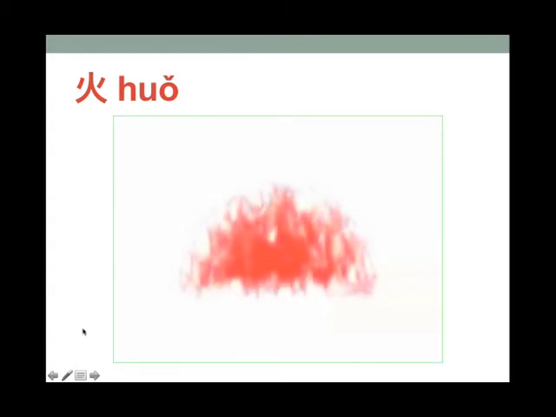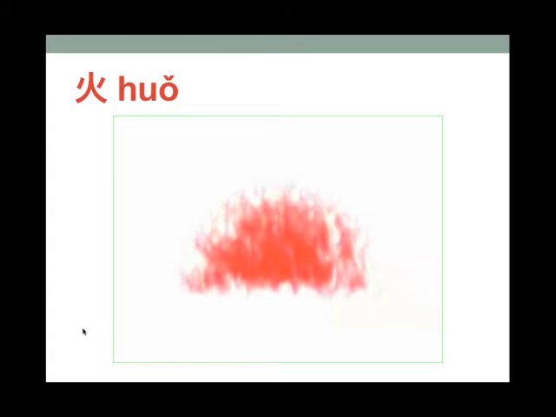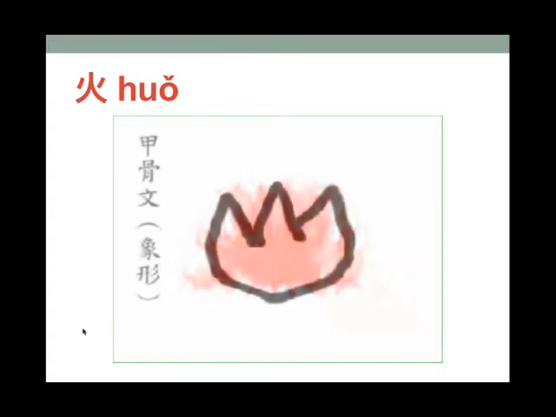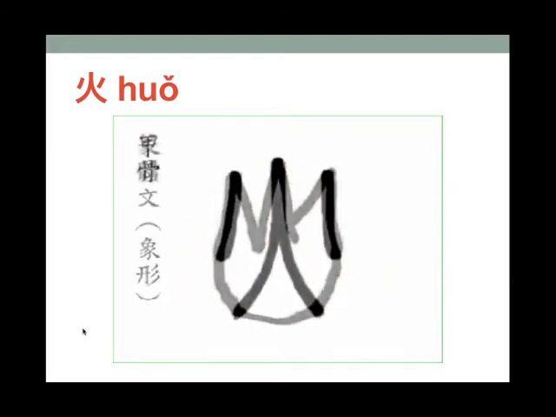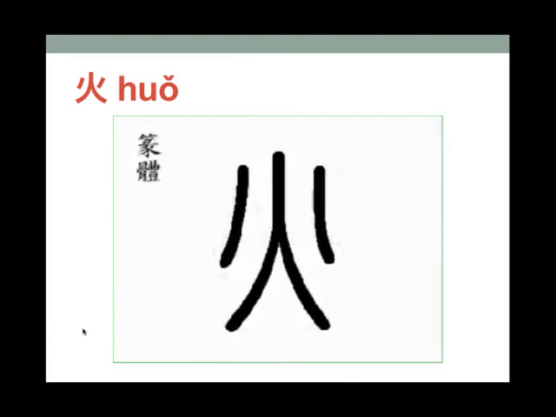Another example of a pictograph is huo, or fire. Here we have the Jiaguwen pictograph, and here's how it evolved into the modern version.